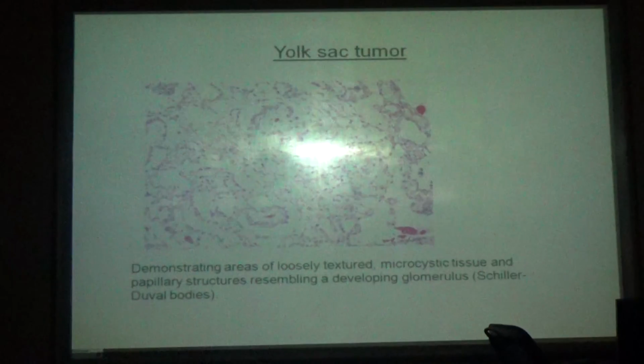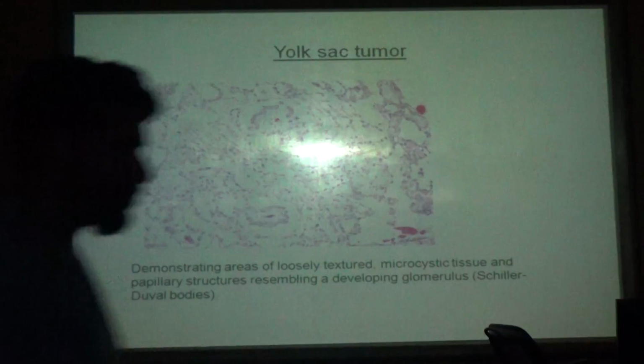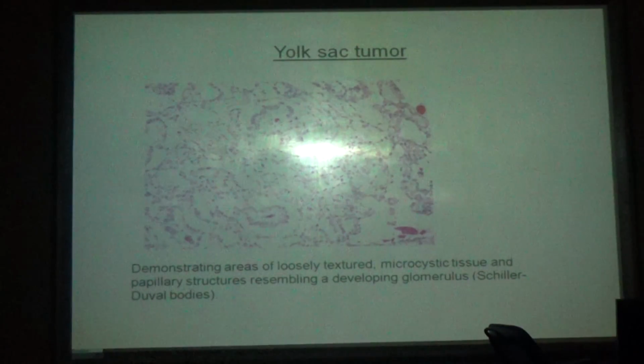Next is yolk sac tumor. Only for this yolk sac tumor I didn't keep the gross picture, but I'll give the history of when the yolk sac tumor will occur. What's the age group? The yolk sac tumor age group is children, in the range of about 3 to 5 years. I'll give the history of 3, 4, or 5 years, and you can easily pick up this yolk sac tumor.